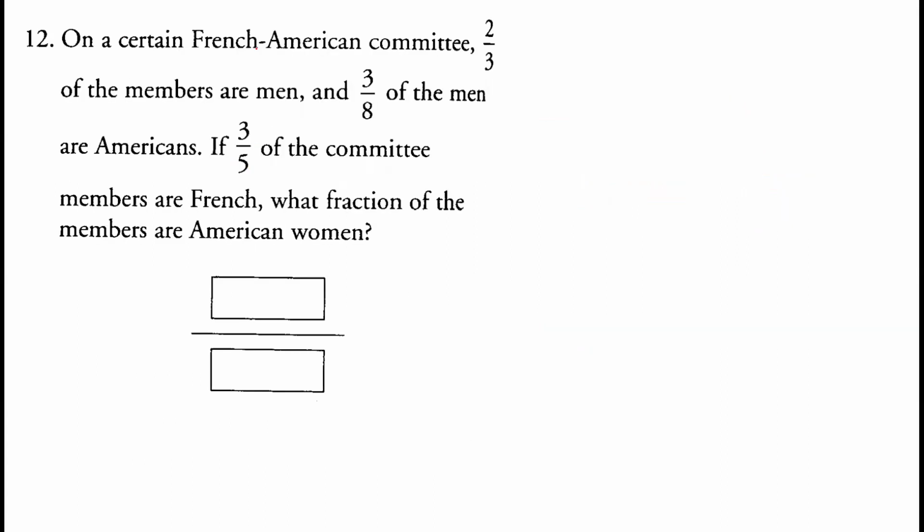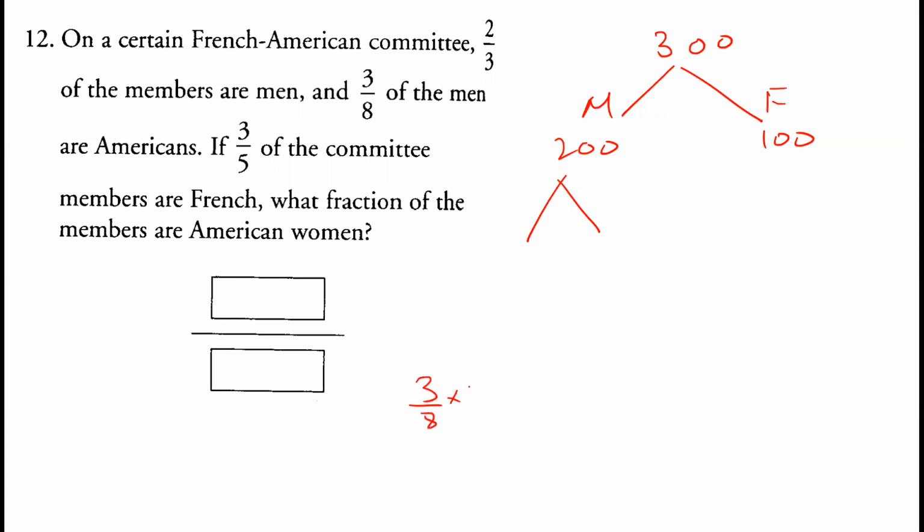On a certain French-American committee, 2/3 of the members are men. Let's suppose there are 300 people. How many of them are men? 2/3 of 300 equals 200 are men. Females would be 100. And 3/8 of the men are Americans. So 3/8 of 200 would be how much? 200 divided by 8, so 75. So 75 are Americans and 125 would be French.